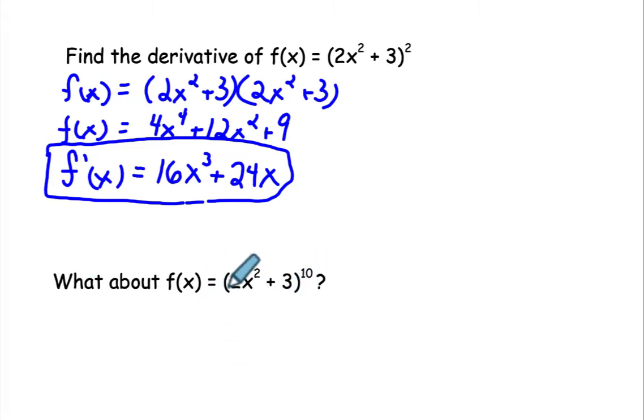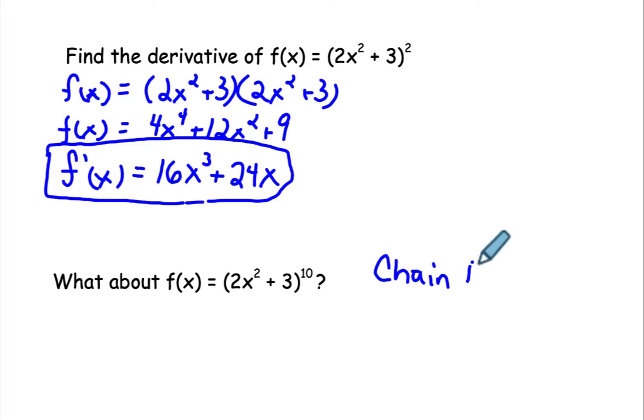For our next example, we have the same binomial, 2x squared plus 3, but this time it's raised to the 10th power. Now we do not want to work this the same way as we worked the last example. There's no way I'm going to multiply this binomial together 10 times. It just takes too much time. So this is an example of when you want to use the chain rule in order to figure this out.